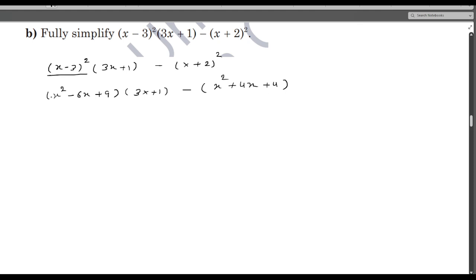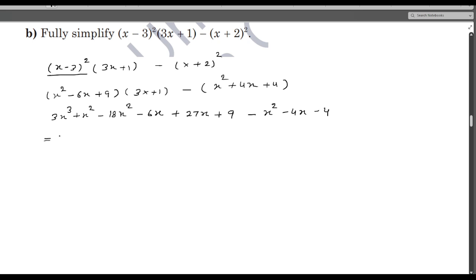Okay, then this x square, when it is multiplied by 3x plus 1, will give me 3x cube plus x square. Then minus 6x, when it is multiplied by 3x plus 1, will give me minus 18x square, and minus 6 times 1 is minus 6x, and finally 9 when it is multiplied by 3x is 27x, and when 9 is multiplied by 1 it is 9. Minus, now I open the bracket over here, so it is minus x square minus 4x minus 4.